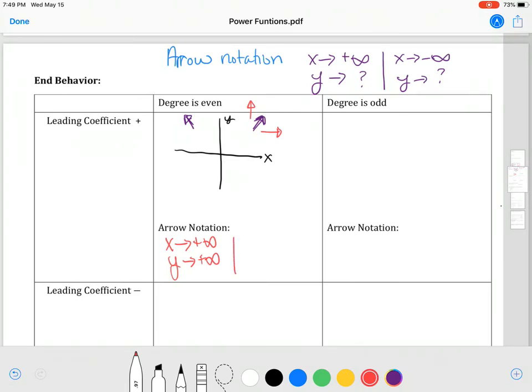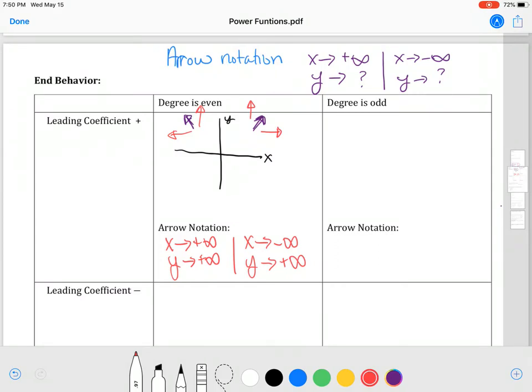Now for this arrow that's in the second quadrant, this arrow tells me as I go to the left forever, meaning to negative infinity for x, I'm still going up forever. So I would write that as x goes to negative infinity, y goes to positive infinity.